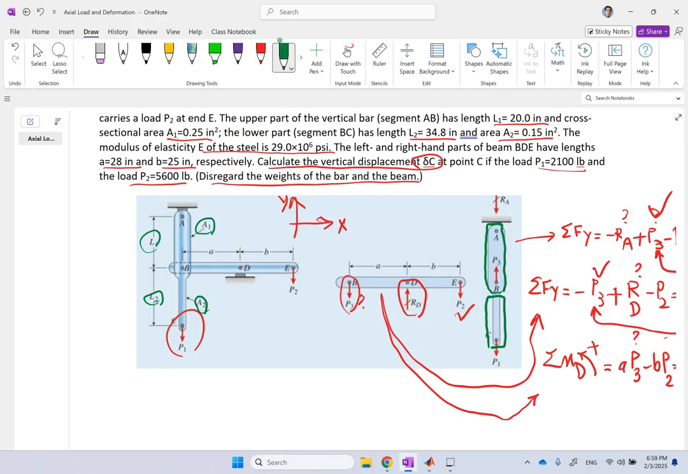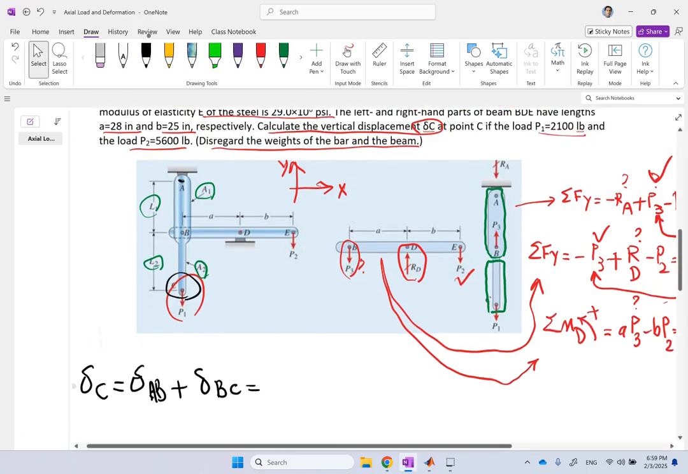Now, both are from steel. So what I can say is delta at point C, which is what I care about, is the total elongation of this member, because the other end of it is fixed. So the total elongation of this member is going to show itself at C because the other end is fixed, right? This is equal to delta of portion AB plus delta of portion BC. If I can find these two, I'm good.